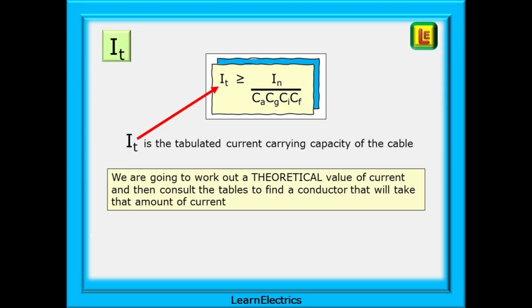If we break down the formula into parts, what have we got? IT is the tabulated current carrying capacity of the cable. What does this mean? We are going to work out a theoretical value of current and then consult the tables to find a conductor that will take that amount of current. We call it I tabulated. Almost every installation condition will affect the cable and make its conditions more arduous. Just about everything we do to a cable will cause it to heat up. Knowing IT will help us to select the size of cable to install to avoid overheating.